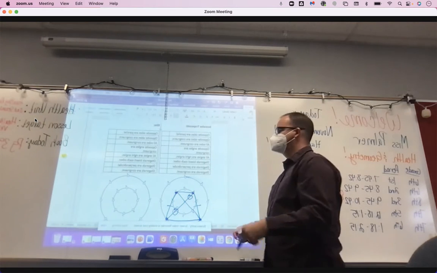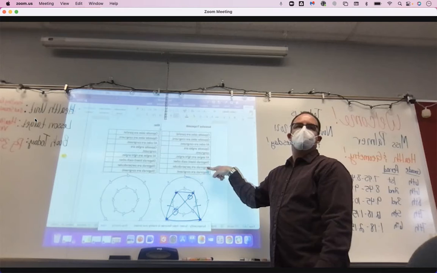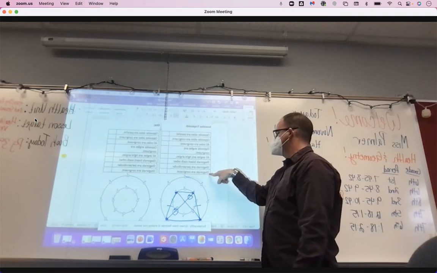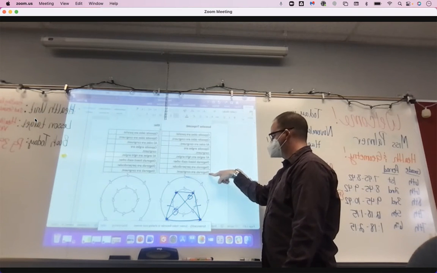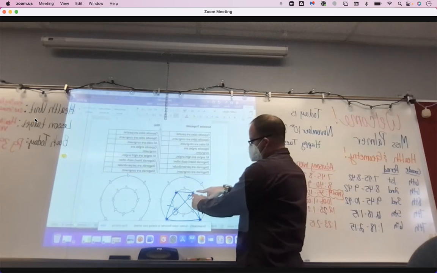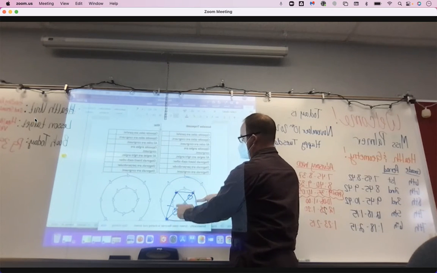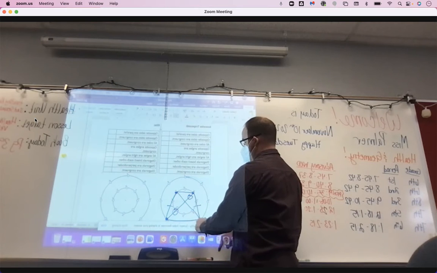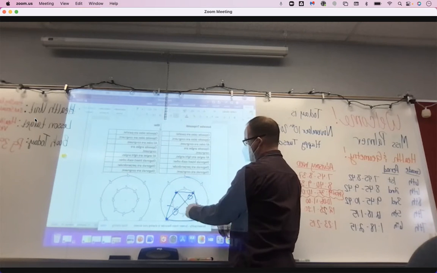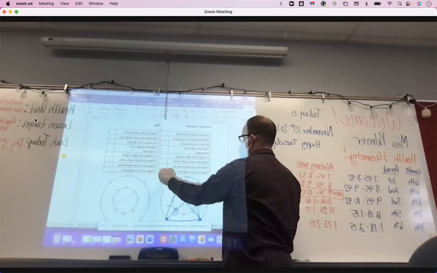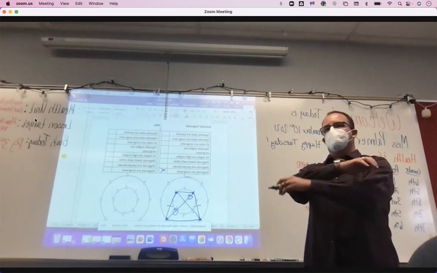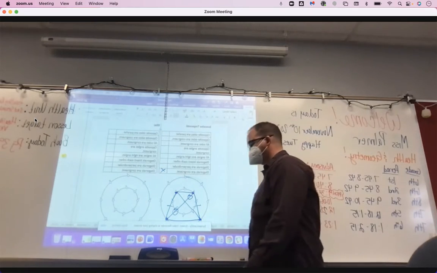What are we doing? Diagonals are perpendicular, yes or no? No. Diagonals are congruent? Yes. We have the diameter of the small circle and the piece from the small circle to the big circle. Are those diagonals the same? Yes. That's the only thing for a trapezoid out of all of it.